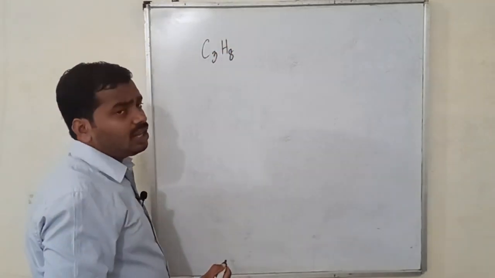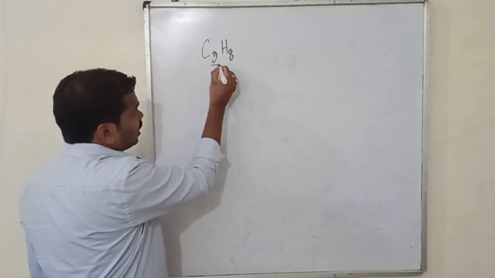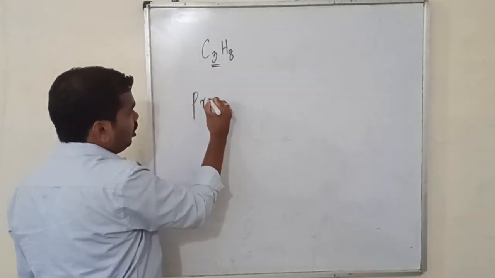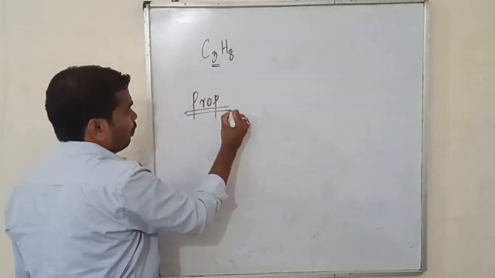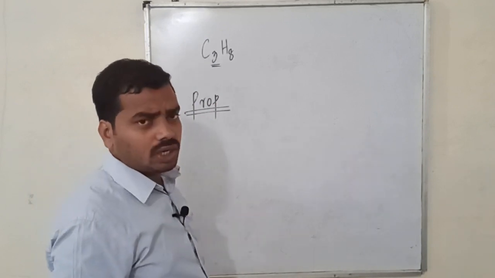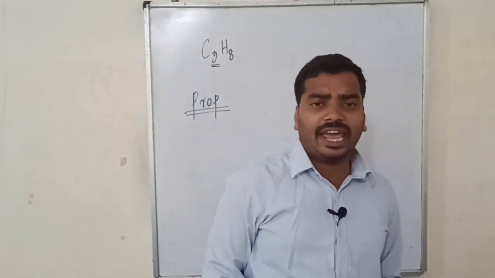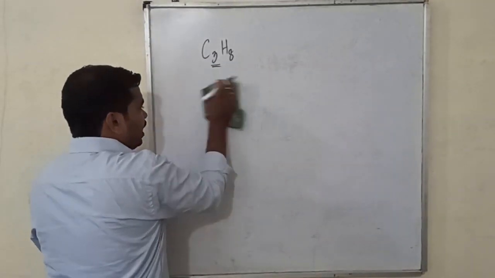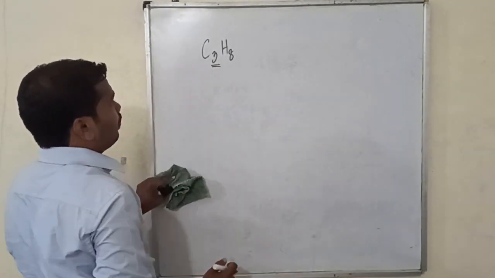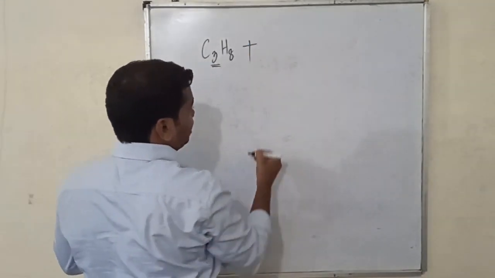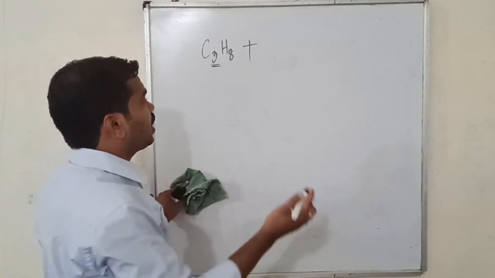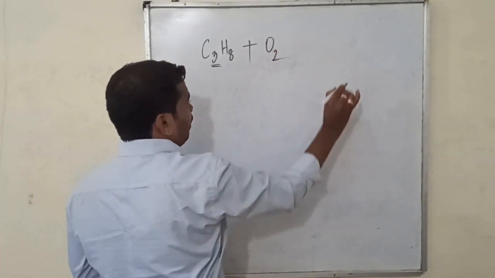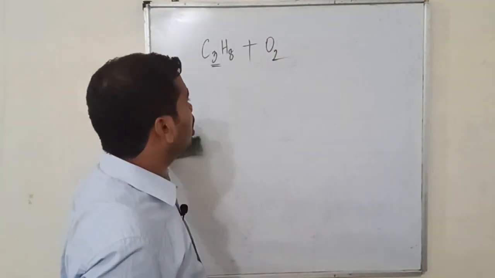C3H8 is nothing but propane. When there are three carbons, you will get a root word called prop. Remember, you will get a root word called prop. Propane. C3H8 is called propane. When it gets combusted, see, combustion happens in the presence of oxygen. Remember, combustion always happens in the presence of oxygen.